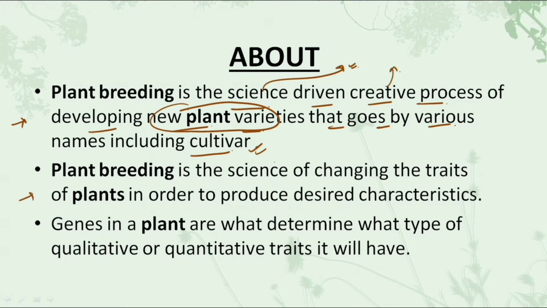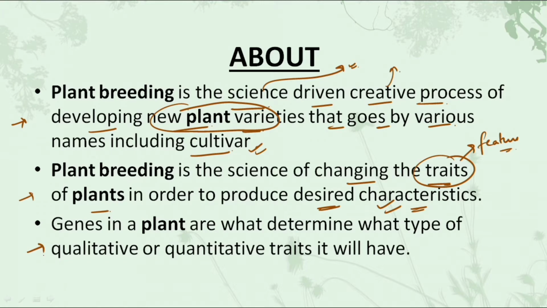Plant breeding is the science of changing the traits of plants in order to produce the desired characteristics. Traits in simple words means features or characteristics. So in plant breeding we are trying to change the traits of the plant so that the final plant that is produced as a result of this creative process contains the desired characteristics as we want.